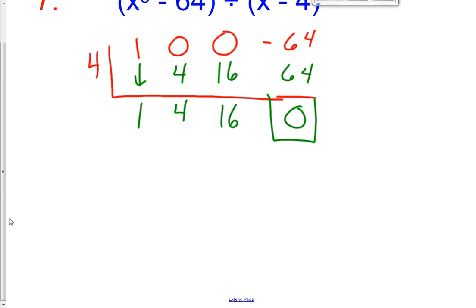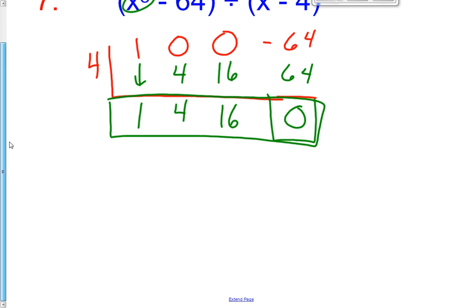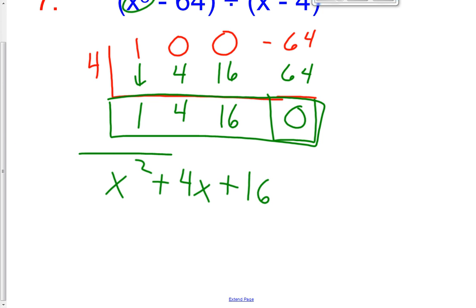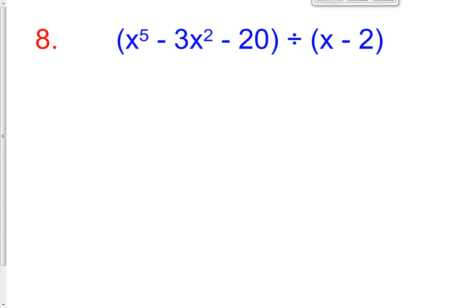So now our numbers right here represent the coefficients from one power down on the highest power of x. The highest power of x is x cubed. So we have 1x squared. We have 4 x's, and we have a positive 16. There is our answer for problem number 7. Why don't you guys pause the video, try problem number 8 on your own, and see what you come up with, and check your answer at the end.